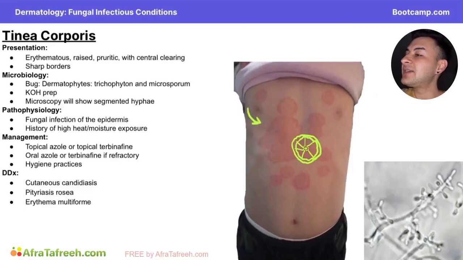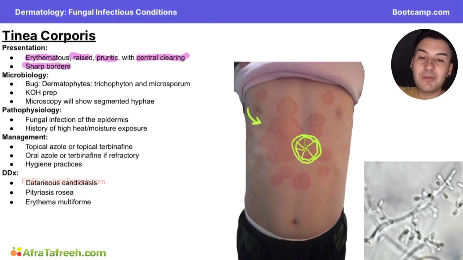Now, I want you guys to just refocus. These are erythematous, raised, pruritic, and with central clearing, okay? Also, they're going to have the sharp borders like we mentioned before, no satellite lesions here. Let's talk a little bit about the microbiology of this. So this is a dermatophyte infection.